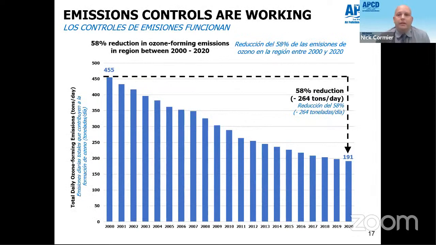To understand where we're going, and while there is still a lot more important work to do, it's also important to understand how much progress our region has made to date in reducing ozone pollution. Emissions of ozone-forming emissions, specifically volatile organic compounds, or VOC, and oxides of nitrogen, NOx, have been trending downward as a result of clean air actions that have been taken over the past 60 years at the local, state, and federal levels. As can be seen here on this slide, emissions in San Diego County have dropped by 58% since the year 2000, which is equivalent to a reduction of about 264 tons per day.